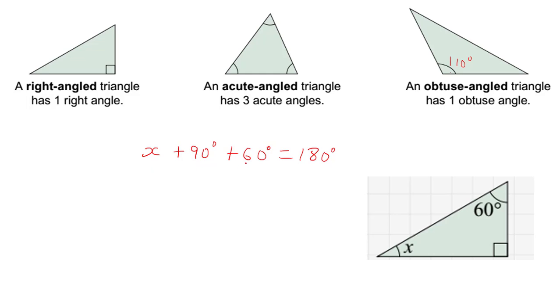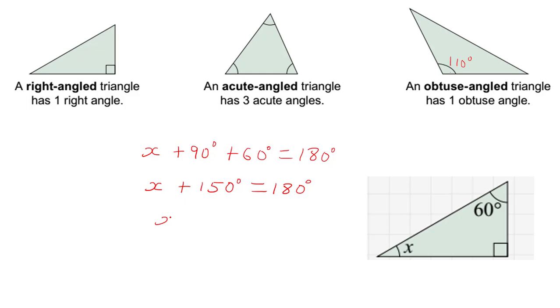The next thing, you need to simplify these numbers. Putting them together, I've got x plus 150, because 90 plus 60 is 150, and that gives you 180 degrees. So you're looking for a number that if you add 150, you get 180. Think of a number which is called x. If you add 150 to it, you get 180. Obviously, that number is going to be 30.